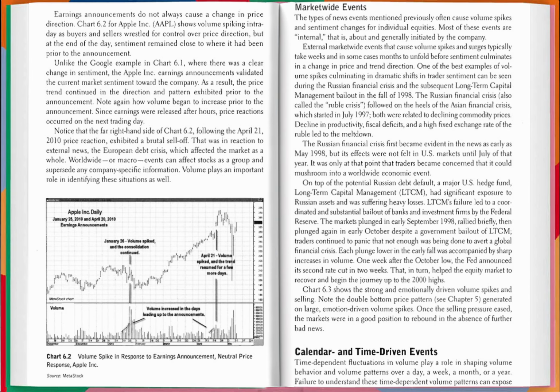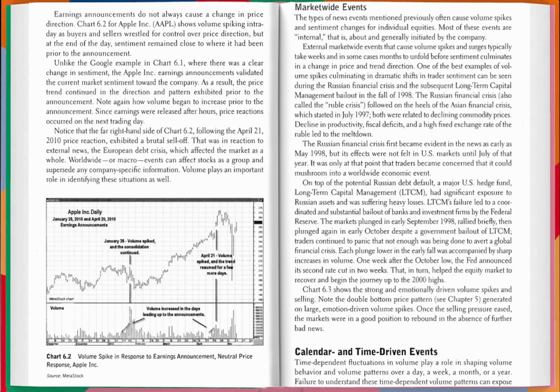The Russian financial crisis, also called the ruble crisis, followed on the heels of the Asian financial crisis, which started in July 1997. Both were related to declining commodity prices. Decline in productivity, fiscal deficits, and a high fixed exchange rate of the ruble led to the meltdown. The Russian financial crisis first became evident in the news as early as May 1998, but its effects were not felt in U.S. markets until July of that year. It was only at that point that traders became concerned that it could mushroom into a worldwide economic event.